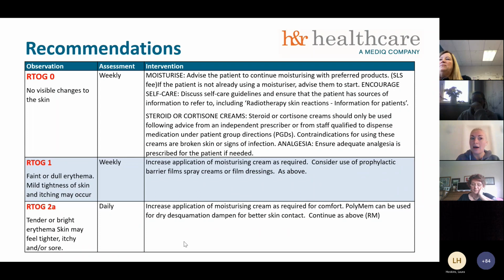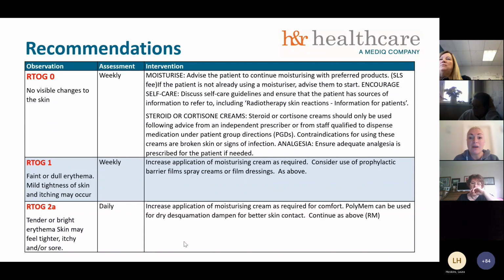You can see there for RTOG 0 steroid or cortisone creams, which is taken from the Royal Marsden. There is some recommendation around steroid or cortisone creams as a prophylactic treatment, but I am going to come on to that in a little bit more detail when we look at what the research has shown us. And as we know, those of us that work in oncology or radiotherapy, research is a little bit sparing in some areas. So as I've said, please share best practice because this is the perfect platform to do it.